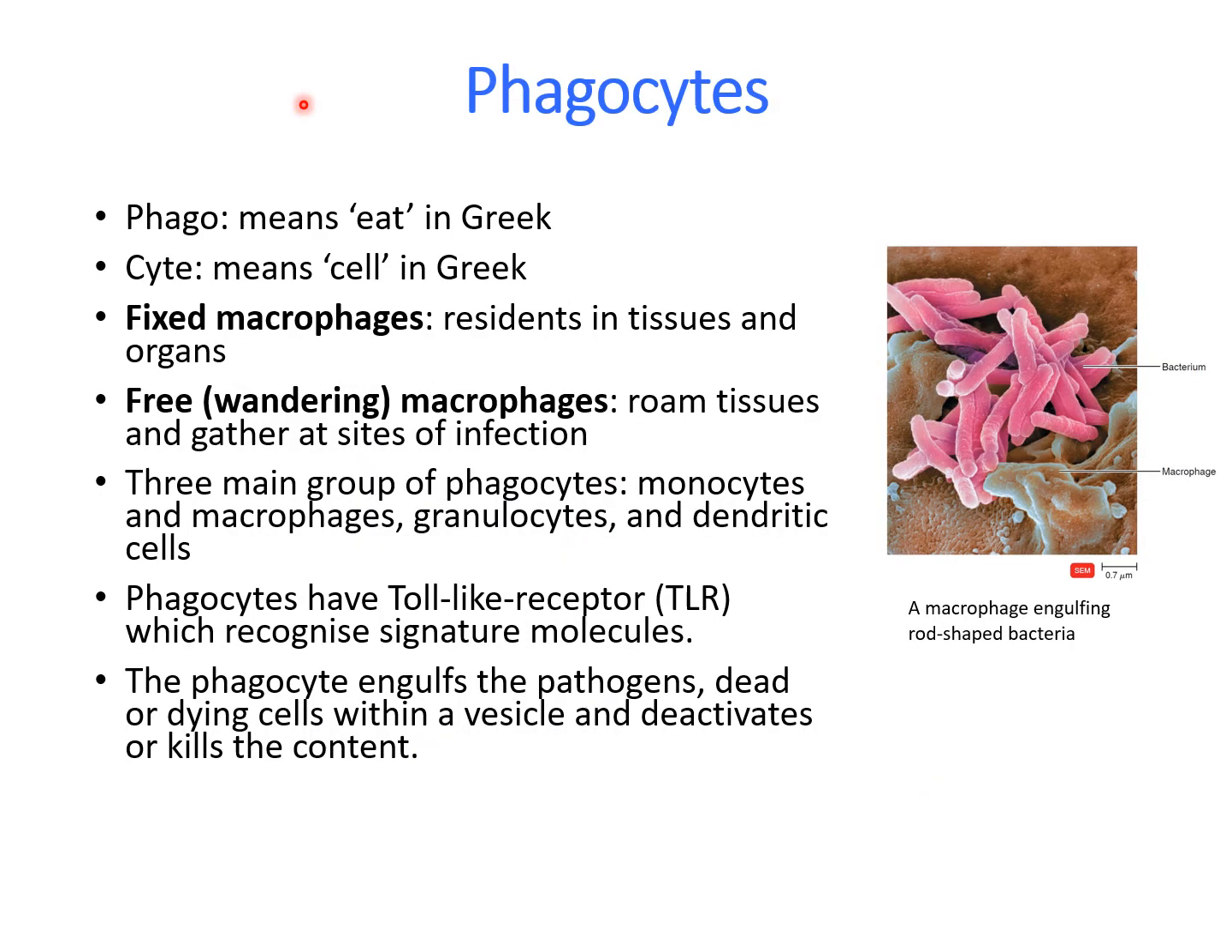Phagocytes are white blood cells that protect the body by ingesting harmful foreign particles, bacteria, and dead or dying cells. There are three main groups of phagocytes, namely monocytes and macrophages, dendritic cells, and granulocytes, which comprise neutrophils, eosinophils, basophils, and mast cells. Phagocytes have toll-like receptors, which recognize pathogen-associated molecular patterns.